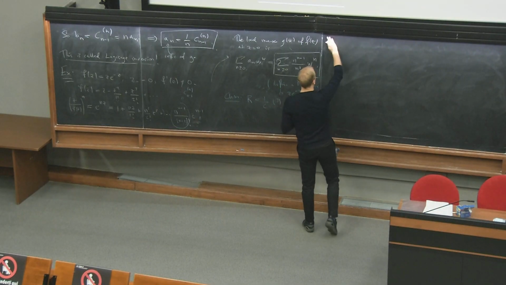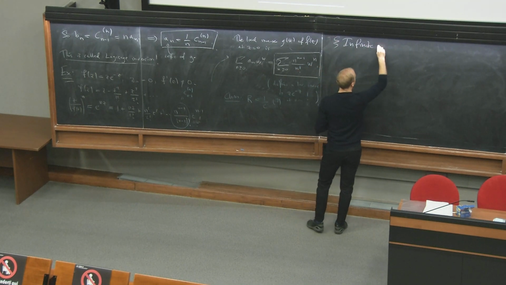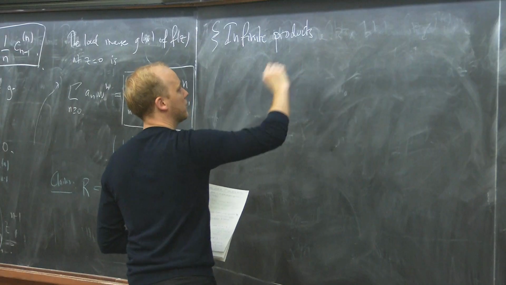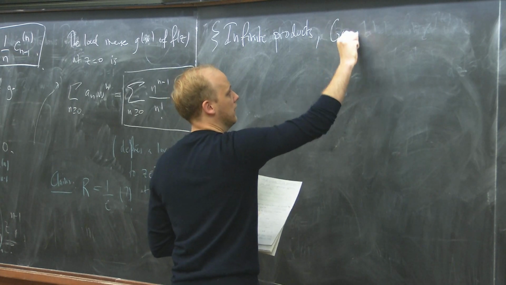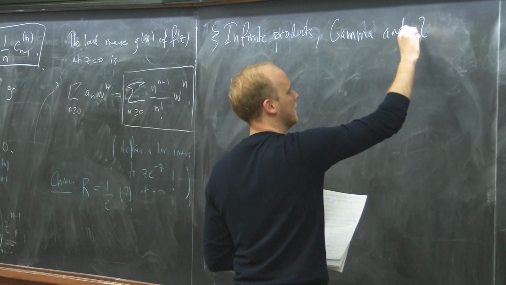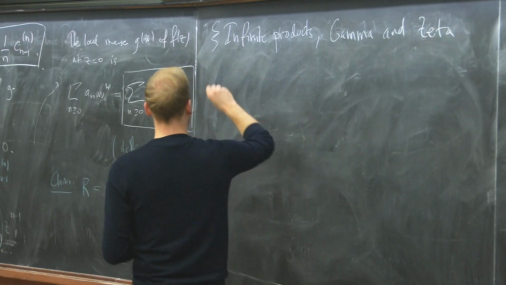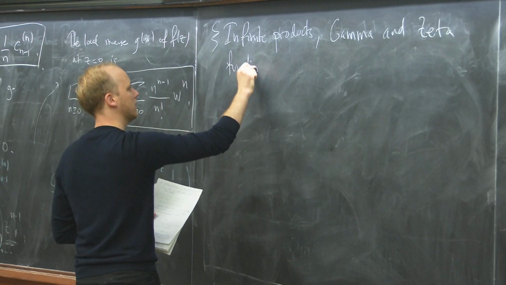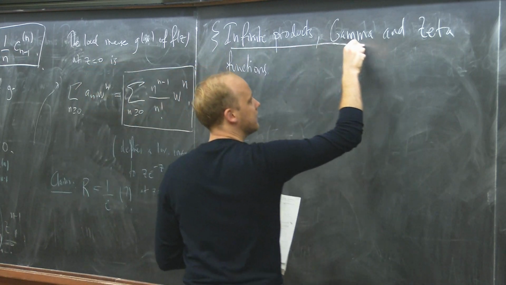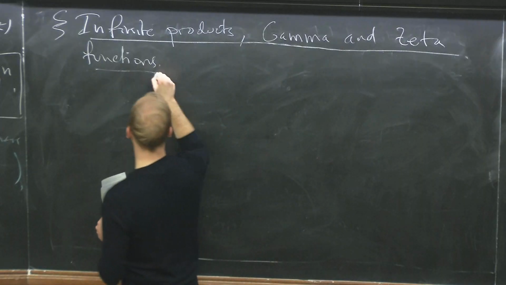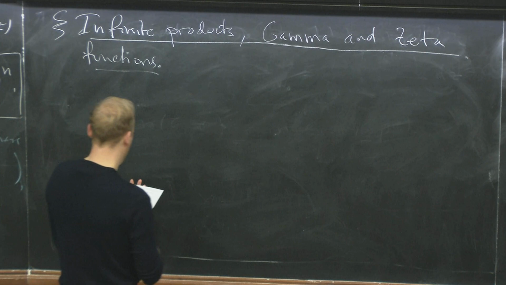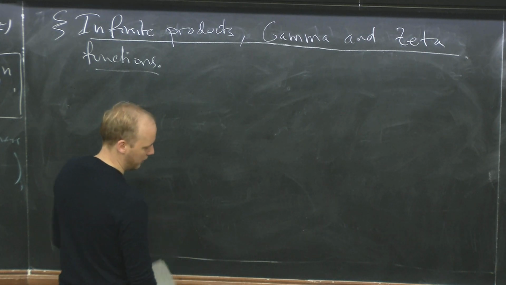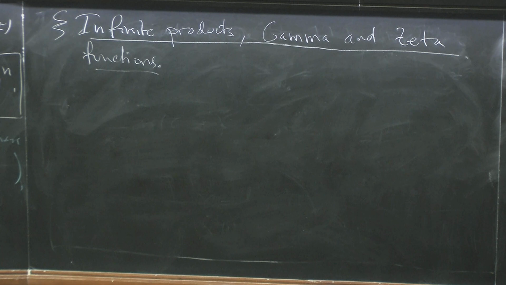Okay, so now the last part. I will talk about infinite products, about gamma functions and zeta functions. So the gamma function and the zeta function. And this is a sort of brief remark on complex analysis applications in number theory, if you want.